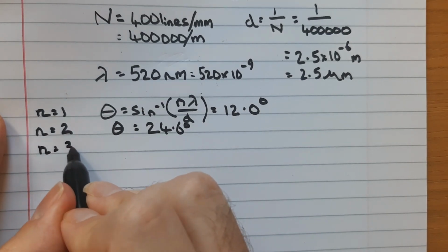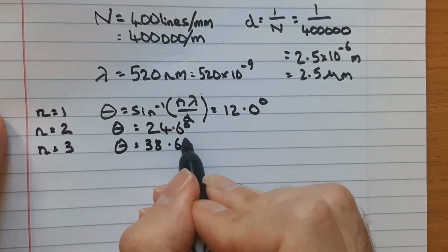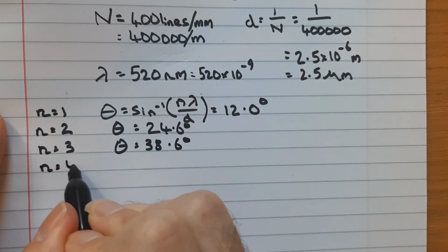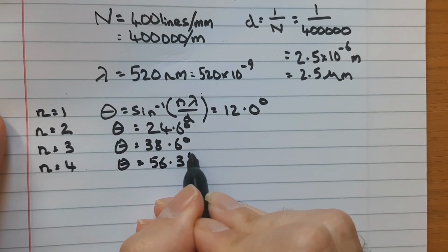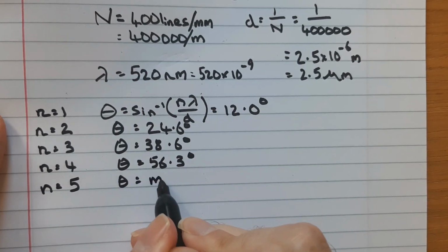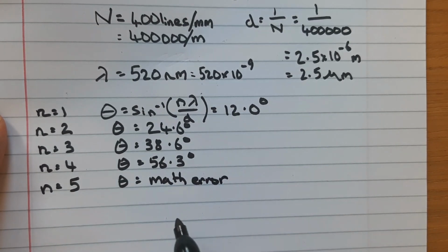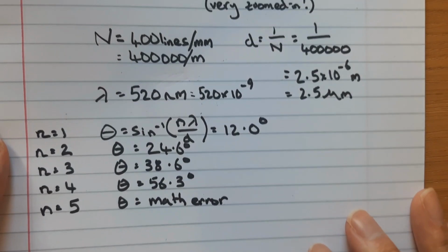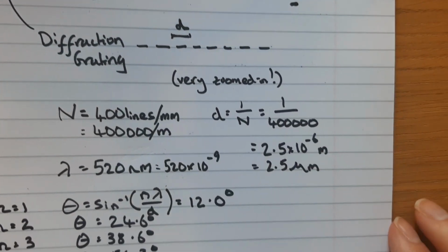If I do it for n equals 3, I get that theta is 38.6 degrees. If I do it for n equals 4, I get that theta is 56.3 degrees. If I do it for n equals 5, I get that theta is math error. That tells me that the greatest order number that I have in my diffraction pattern is n equals 4.